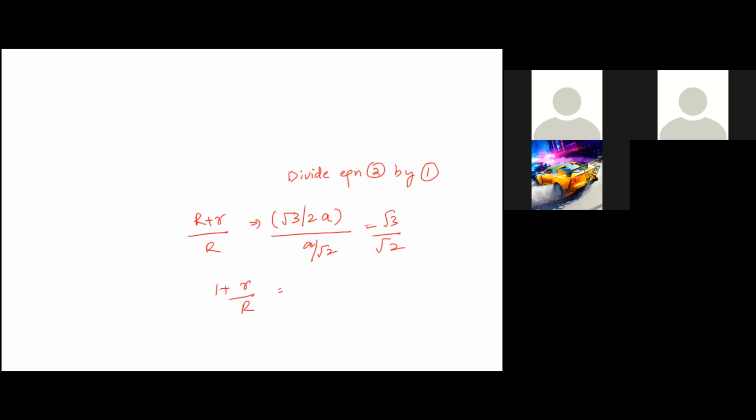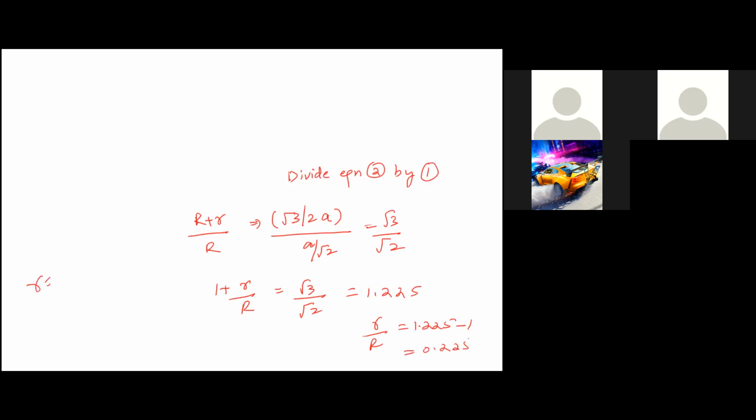So after that we have two equations, right? Let us divide equation 2 by 1. Then I'll have capital R plus small r by capital R, root 3 by 2a divided by a by root 2, is equal to root 3 by root 2. So 1 plus r by capital R, if you take capital R common, is equal to root 3 by root 2, which is 1.225. Obviously, r by capital R is equal to 1.225 minus 1, which is 0.225.